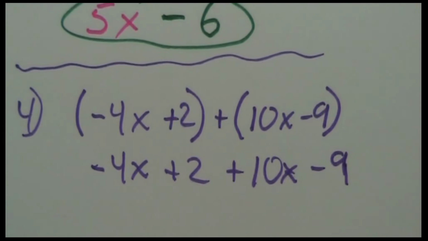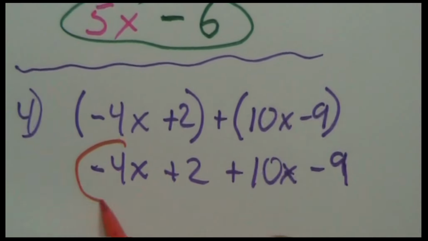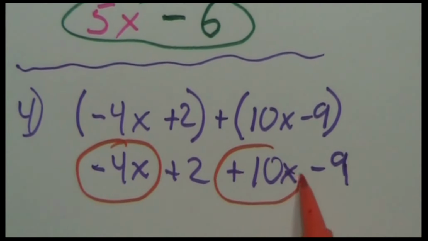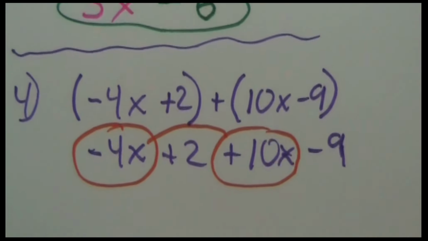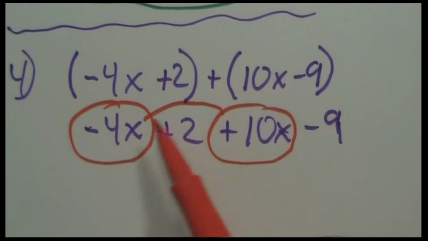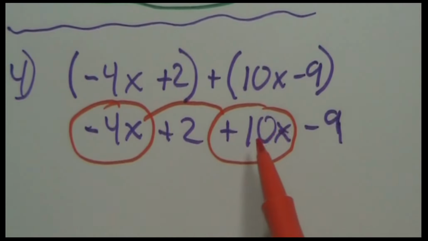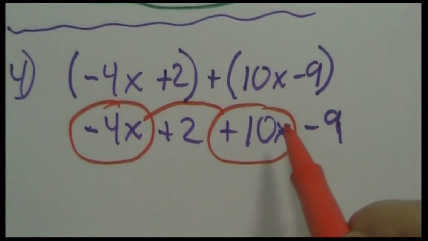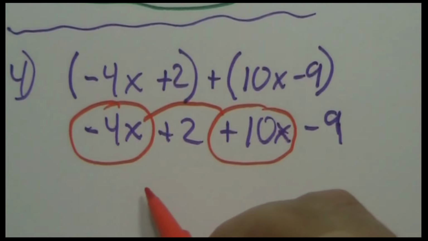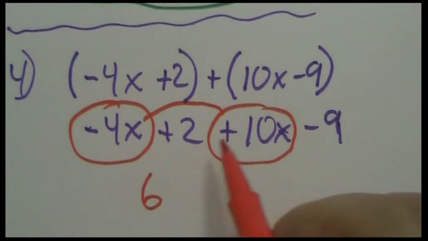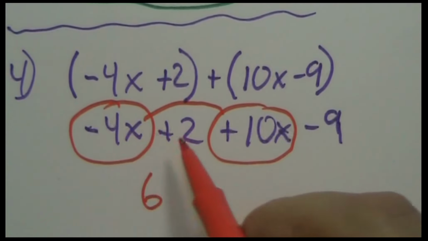So what do we have? We have our negative 4x and positive 10x. Those can go together. They're different signs. That's negative and that's positive. So subtract the numbers. 10 take away 4 is 6, and there's more positive. So it's positive 6x.